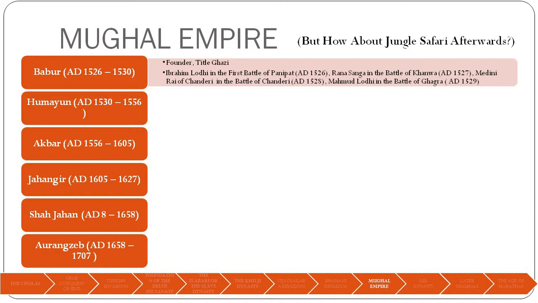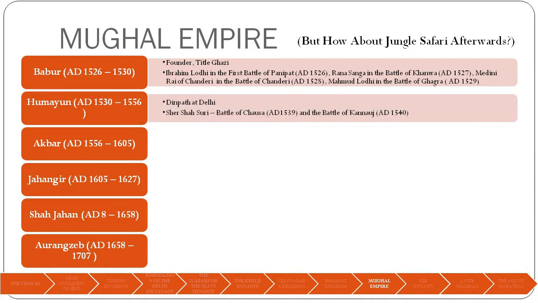Then came Humayun. He built Din Panah at Delhi as his second capital. Sher Shah Suri gradually gained power. He fought 2 battles with Humayun: the Battle of Chausa, which was in AD 1539, and the Battle of Kannauj, which was in AD 1540, culminating in Humayun's defeat.